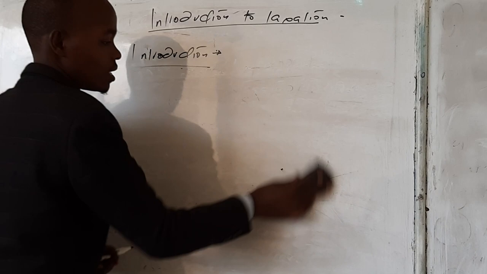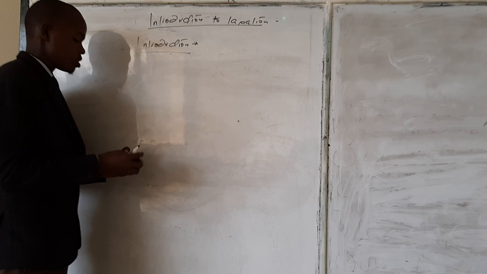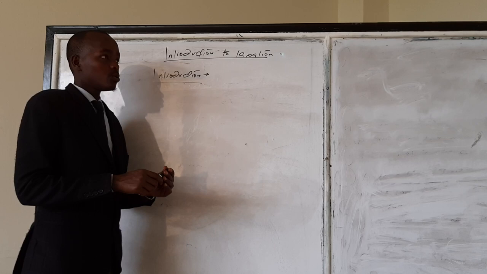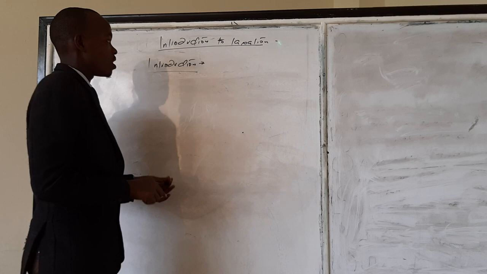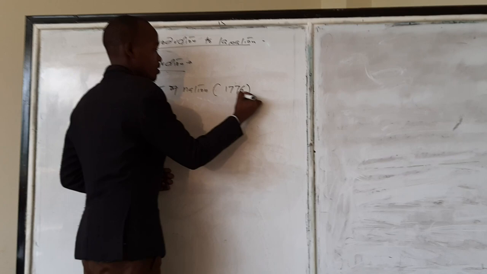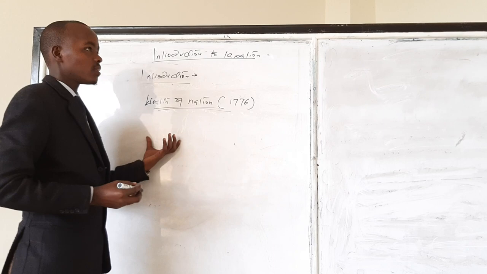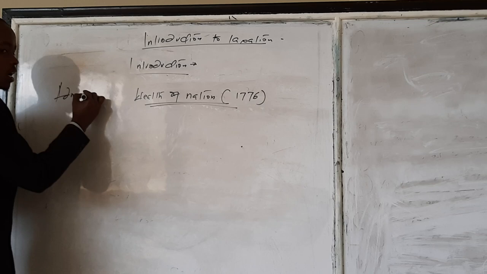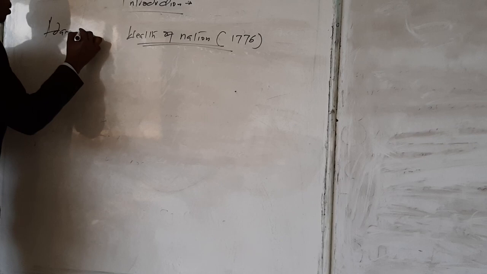Let's look now at what they call the canons of taxation, or the principles of taxation. These principles or canons were brought forward by a senior economist, Adam Smith, who came up with different books like The Wealth of Nations, 1776. This is one of the popular books of Adam Smith. Adam Smith came up with different guidelines, principles, or canons of taxation.